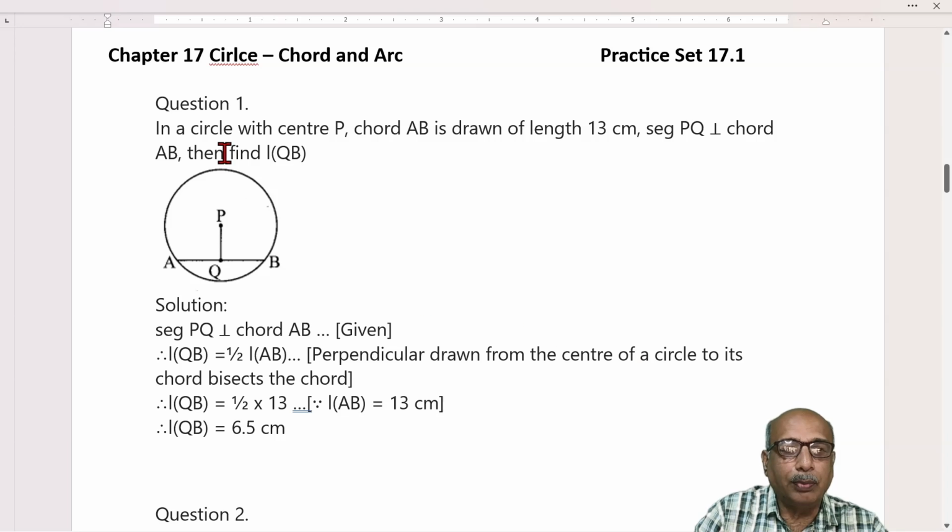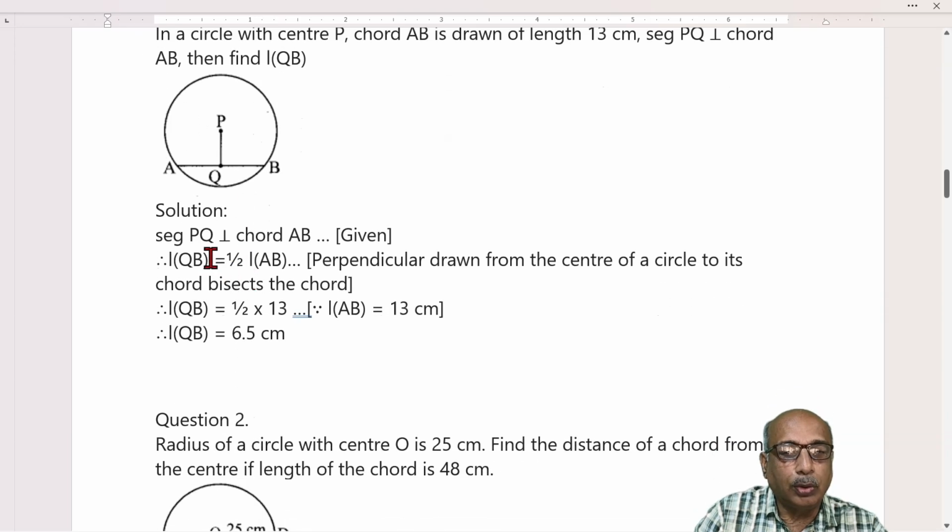Exercise 17.1. Question 1. In a circle with center P, chord AB of length 13 cm is drawn and PQ is perpendicular to chord AB. Find the length QB. PQ is perpendicular to chord AB, given. So length QB equals half of length AB.